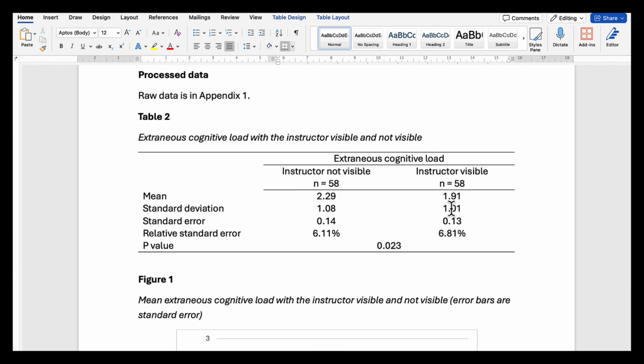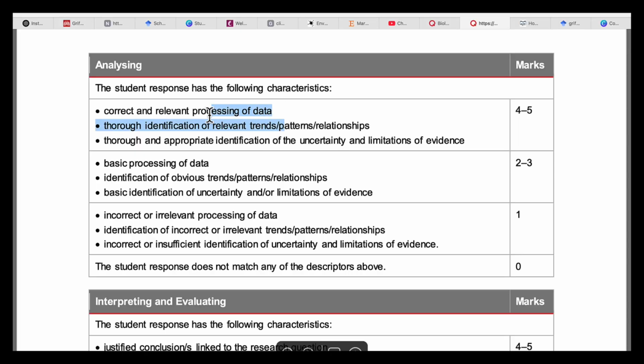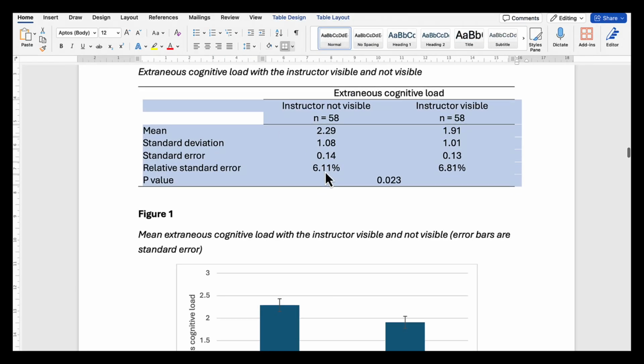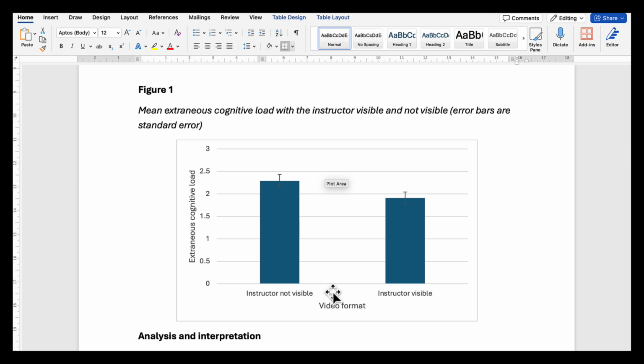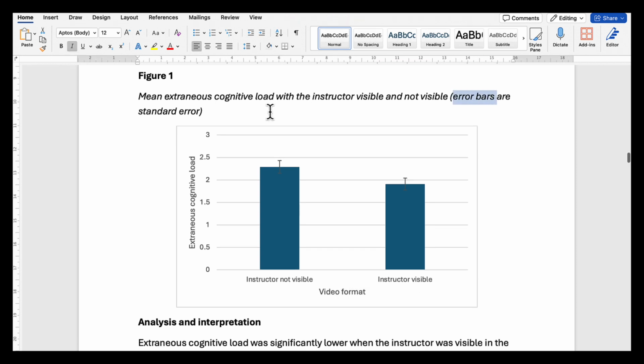So the other thing we're looking at with the processing of the data is making sure that the way it's being presented here is correct. So correct and relevant processing of data also includes how you present your data graphically. So you need to make sure that your y-axis starts at 0. You need to make sure that you've labeled your axes. You also need to make sure that you've included error bars, and this is an important point here. You need to state what your error bars are.